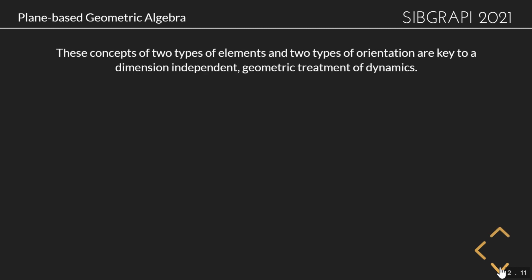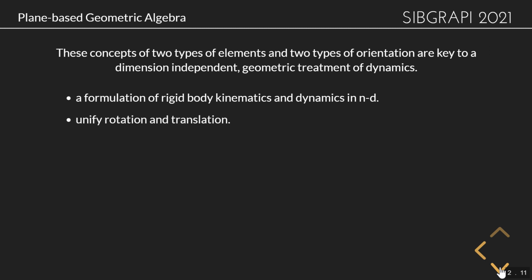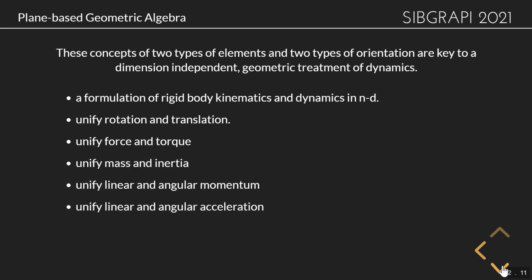It is particularly important, and all of the concepts that I've talked about in this episode are particularly important if we want to have a dimension-independent geometric treatment of dynamics. And so that's what we'll talk about now. Let's first make a little overview of what we want. We want rigid body kinematics and dynamics in any number of dimensions. We, of course, want this unification of rotation and translation, but we also want to unify all of these other concepts from classical mechanics: force and torque, mass and inertia, linear and angular momentum, linear and angular acceleration, and velocity.